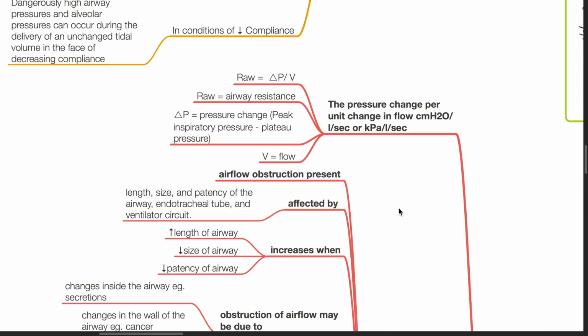Resistance is defined as the pressure change per unit change in flow. Units are cmH2O per liter per second or kPa per liter per second. Illustrated in this formula, RAW equals change in P over V, where RAW equals airway resistance, change in P equals pressure change, which is peak inspiratory pressure minus plateau pressure, and V equals flow.